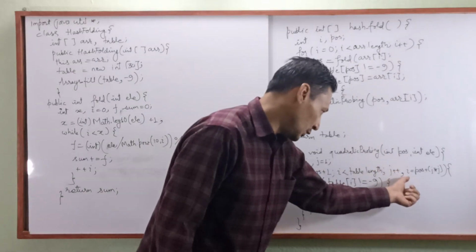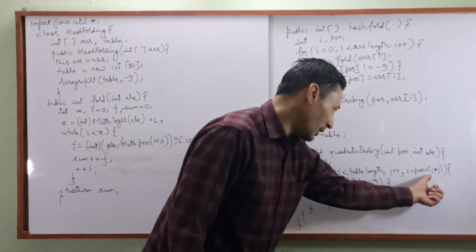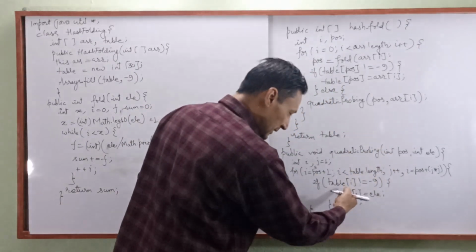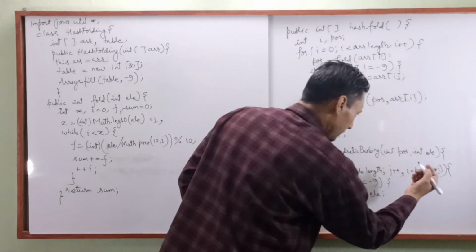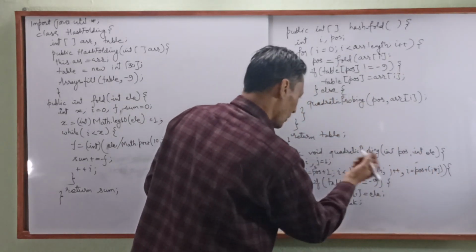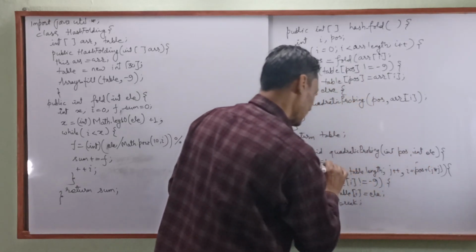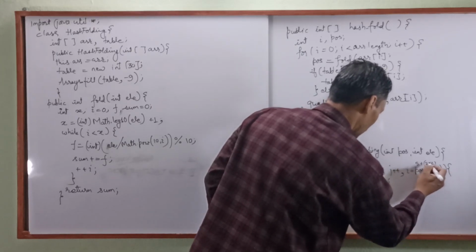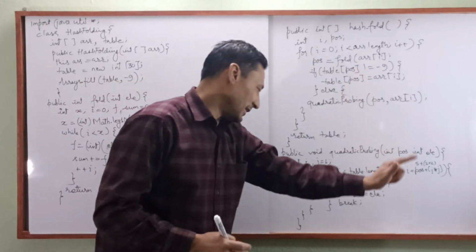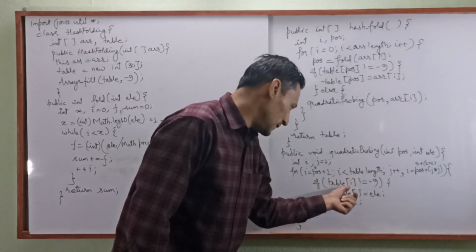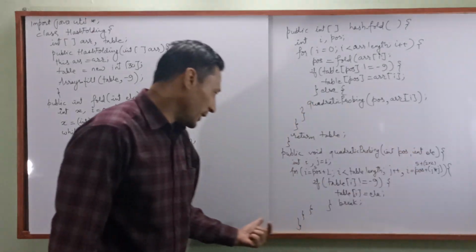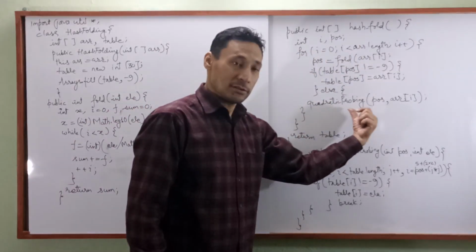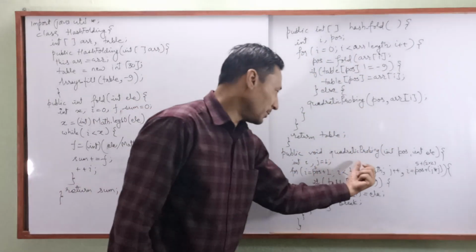This j will become 2, then I will become 5 plus 2 into 2. If the 6th position is not empty, then this will be incremented: 5 plus 2 multiplied by 2, we'll get 9. Simple. Now this I will become 9. If this is empty, then we'll assign the element here. So in this way, we can do the quadratic probing. So in this way, we can use the folding, and if any collision occurs, it will be resolved with the help of quadratic probing.